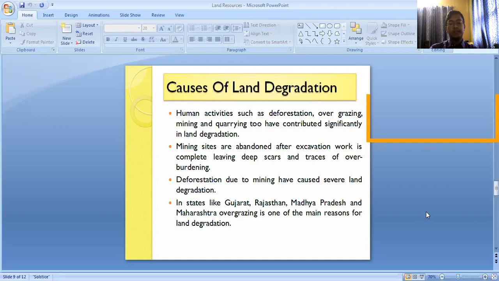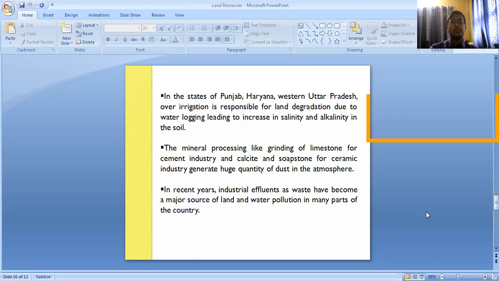Apart from this, agricultural practice is also responsible for land degradation. Now, how do agricultural activities cause land degradation? That we are going to discuss in this slide. In the states of Punjab, Haryana, and Western Uttar Pradesh, over irrigation is responsible for land degradation due to waterlogging, leading to an increase in salinity and alkalinity in the soil.